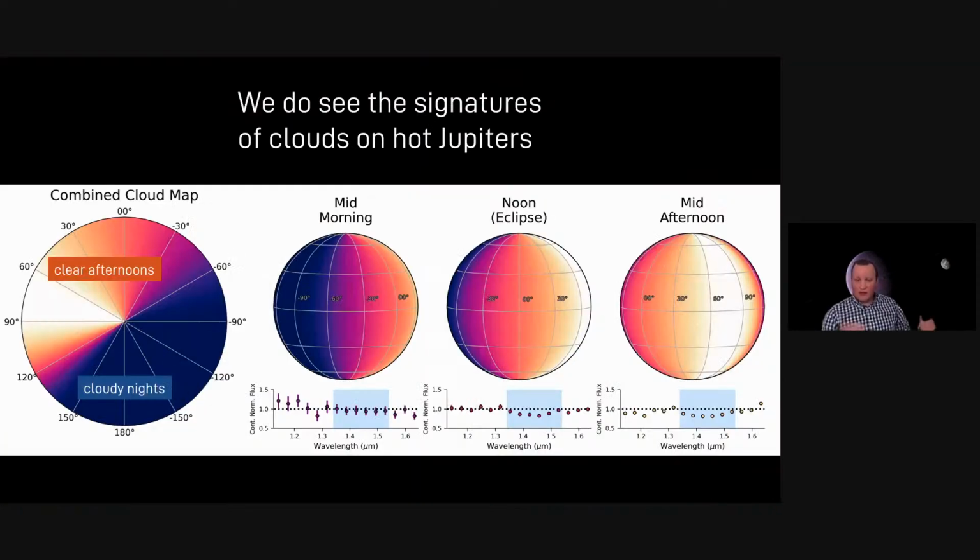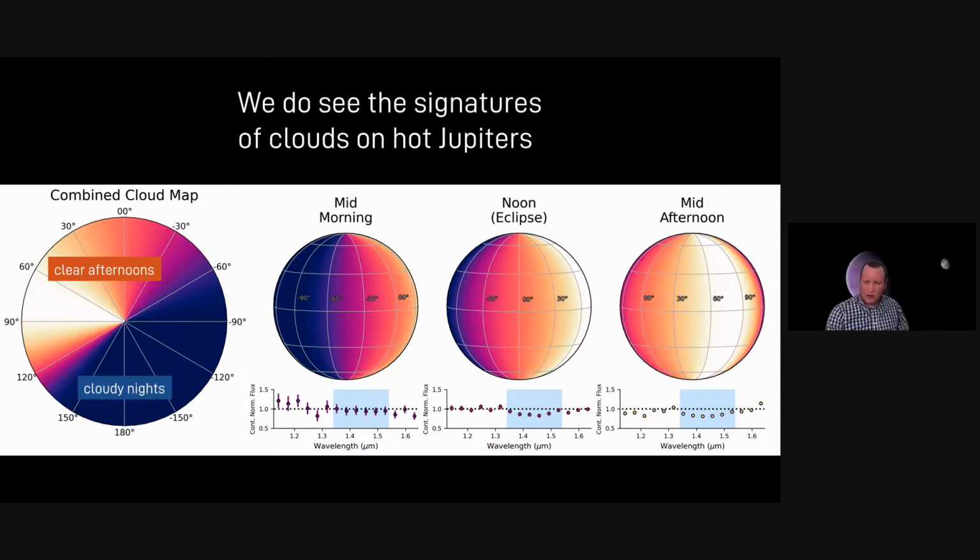So we do actually see signatures of clouds on hot Jupiters. These are actually plots in a paper that I just submitted that are from a phase curve observation of a planet. And what we saw is we were able to map using that phase curve. Remember, you get the longitudinal map. We were able to map the cloud cover as a function of longitude. And what we can see is that these exoplanets mostly have completely cloudy nights.